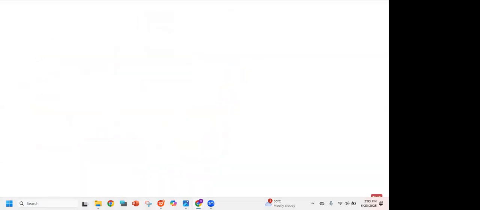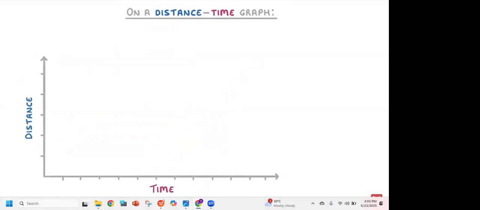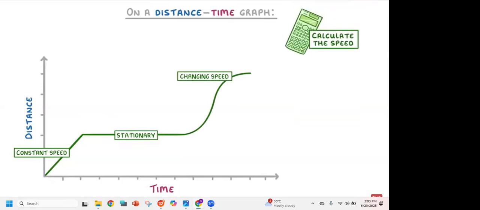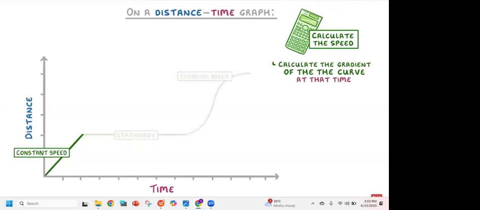So to sum up this video, on a distance time graph, straight lines represent constant speeds, flat lines mean stationary, and curved lines represent changing speeds. And if you want to calculate the speed at any particular point, you need to calculate the gradient of the curve at that point. So if the point lies on a straight line, like this one, then you just calculate the gradient of the line by dividing the change in distance by the change in time.